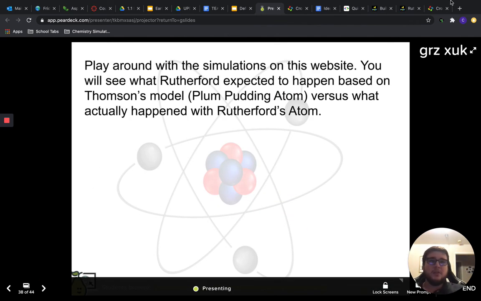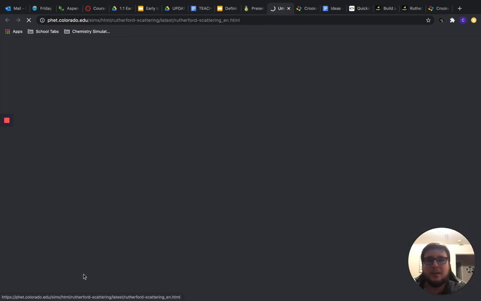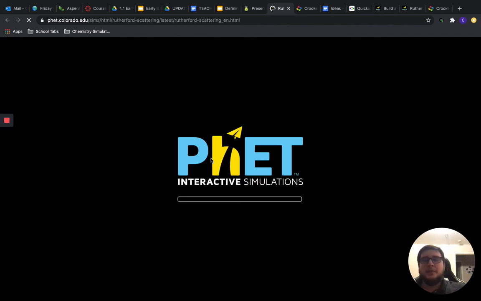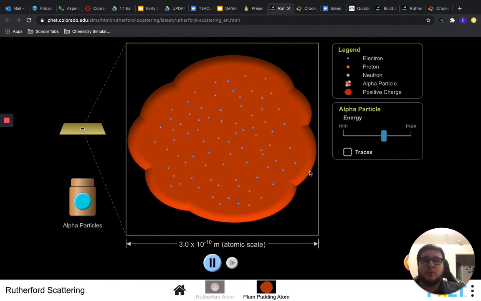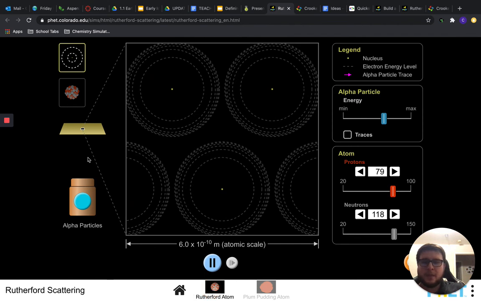Alright, so we have another little website with simulations on it. So if you click into the website, you can play around with this. It just shows the gold foil experiment, and you can do it either with JJ Thomson's plum pudding model or with Ernest Rutherford's model. So if you double click into one, here if you push that button, it starts the simulation, and you can see how different alpha particles are deflected. And then if you go back to the Rutherford atom and you push the button, you can see how alpha particles are deflected with the Rutherford model.